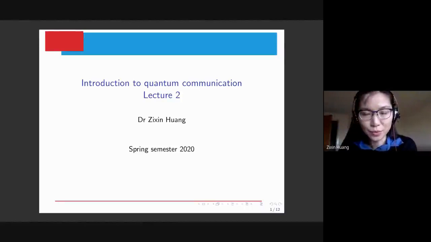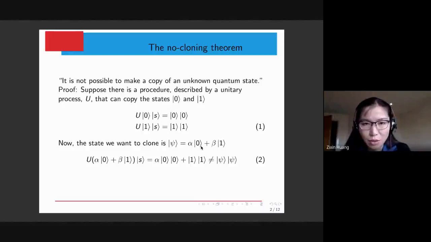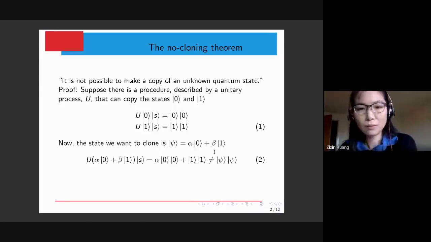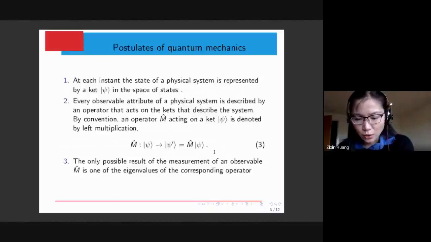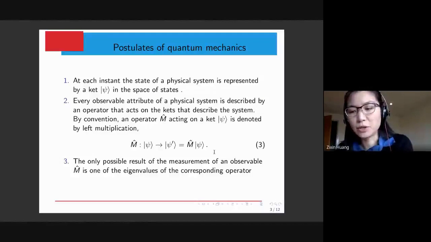Okay, so this is lecture 2 of PHY119, and we're talking about quantum communication. Last time we talked about the no-cloning theorem, and we saw that it's actually not possible to make a copy of an unknown state. Now I want to talk about what happens if you make a measurement on a quantum state.